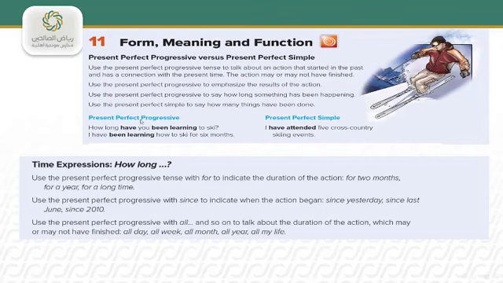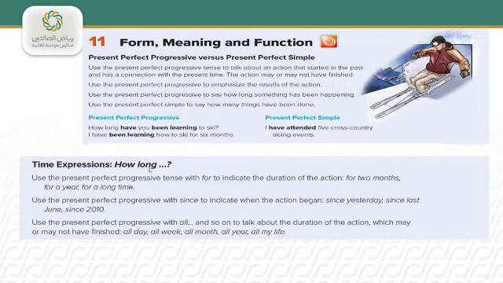Note this sentence in the present perfect progressive. How long have you been learning to ski? I have been learning to ski for 6 months. Here the emphasis is on the period of time, 6 months. I have attended 5 cross-country ski events. Here it is the number of times that the action has happened.